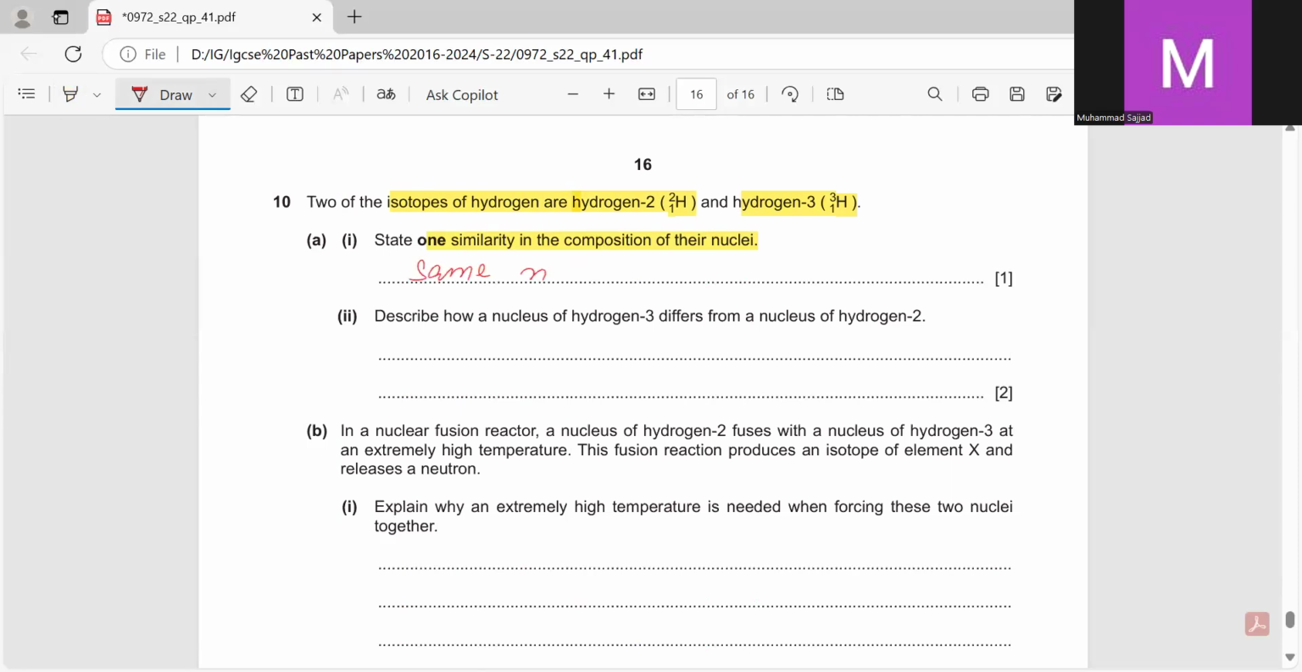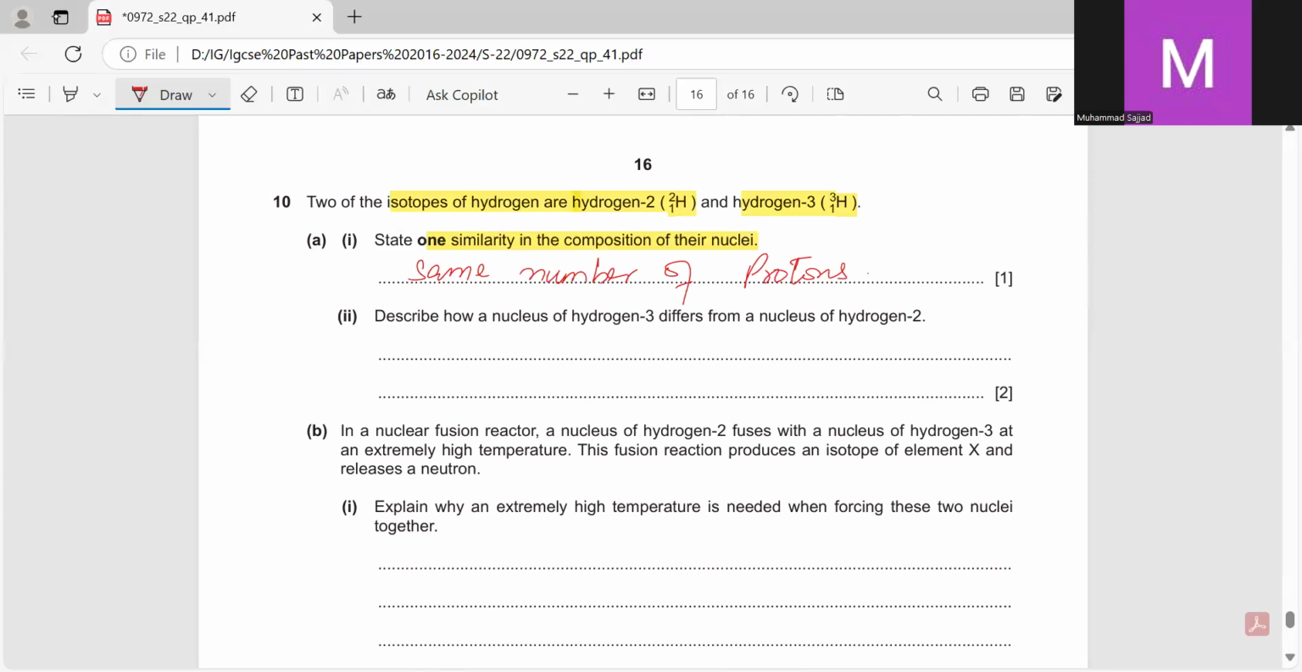The similarity is the same number of protons, because the definition of an isotope is atoms of the same element with a different number of neutrons but the same number of protons. So the similarity is the number of protons.